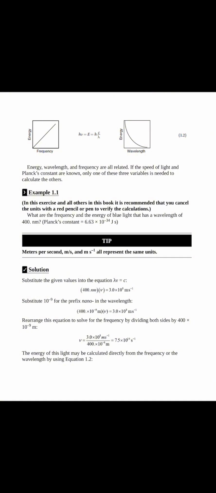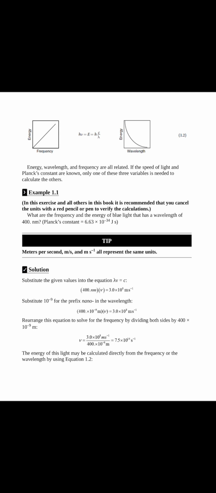Energy, wavelength, and frequency are all related. If the speed of light and Planck's constant are known, only one of these three variables is needed to calculate the others. Example 1.1. In this exercise, and all others in this book, it is recommended that you cancel the units with a red pencil or pen to verify the calculations.